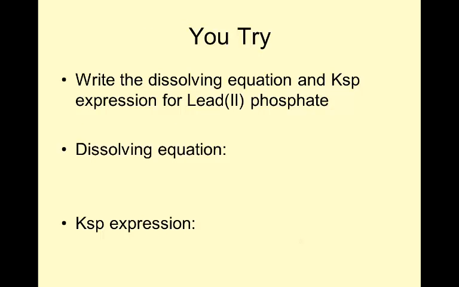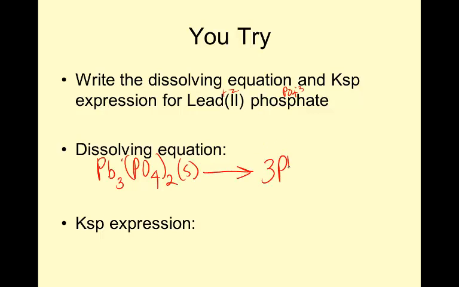Write the dissolving equation and KSP expression for lead 2 phosphate. Lead 2 phosphate. Pause it, try it, and then check. Pb+2, PO4-3. So we need 3 of those and 2 of those for the solid. So it's going to dissolve into 3 lead 2 ions, and 2 phosphate ions.